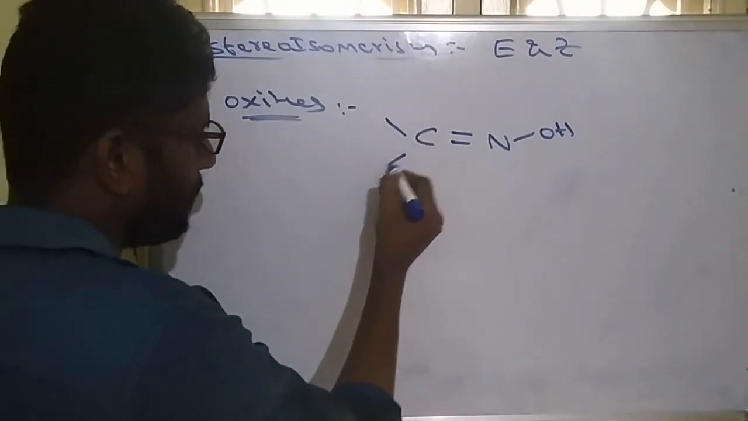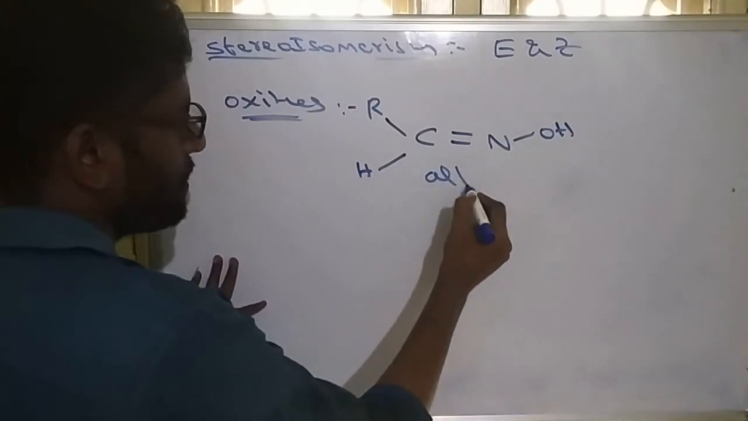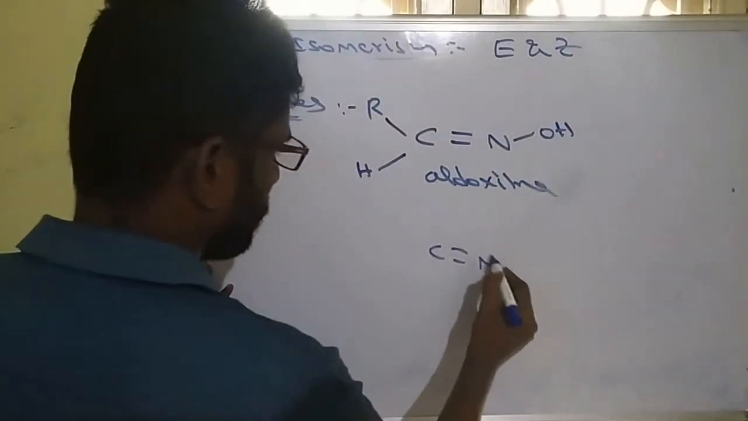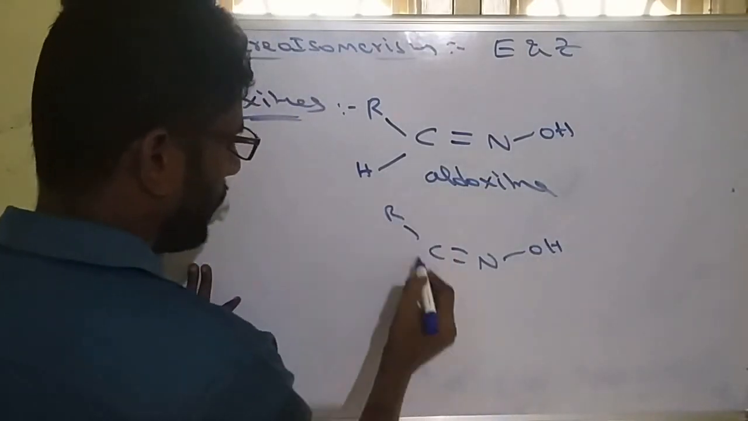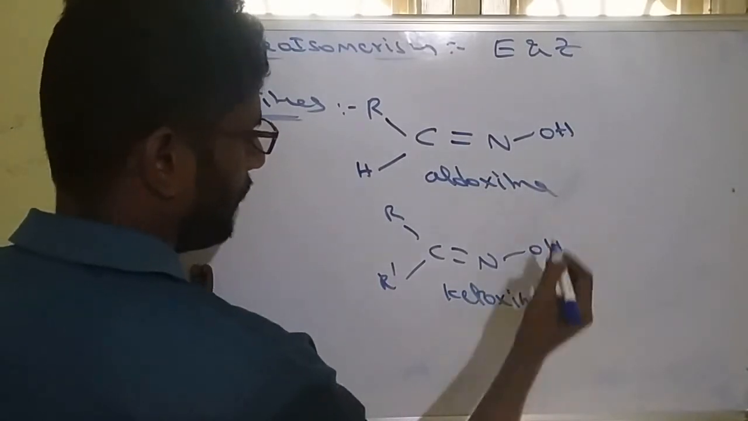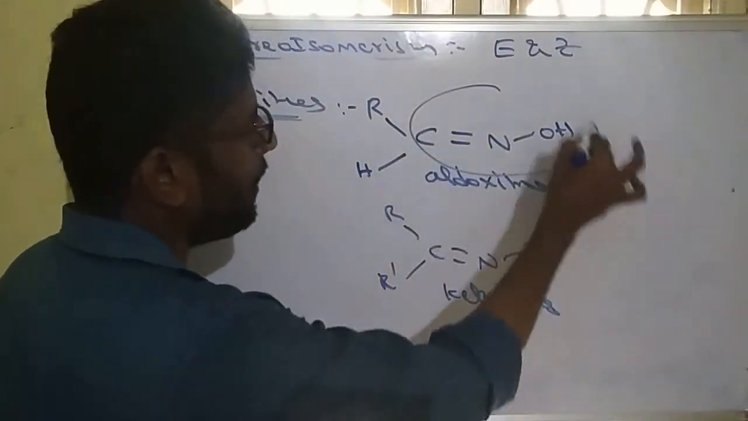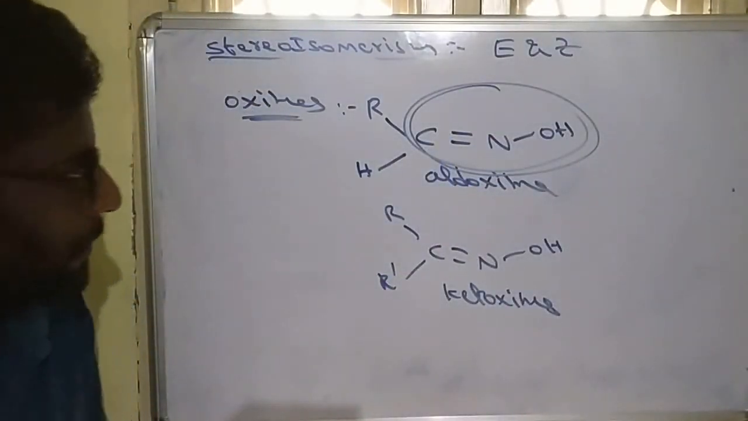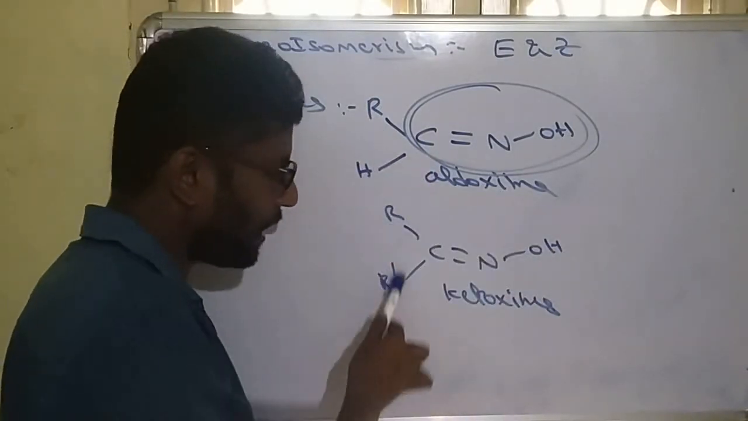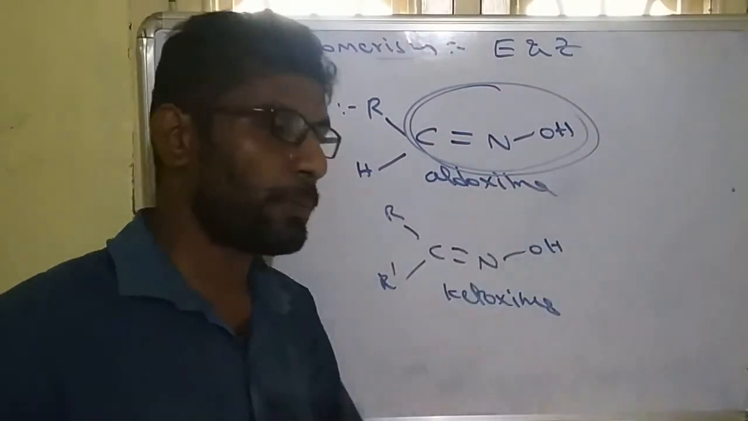But on this carbon, if one is alkyl and one is hydrogen, then that oxime is called aldoxime. If both are alkyl, then that is called ketoxime. Aldoxime, ketoxime. So the C double bond NOH group is called oxime. On this carbon, if alkyl and hydrogen are present, aldoxime; both alkyl, ketoxime. So aldoximes and ketoximes will show geometrical isomerism.